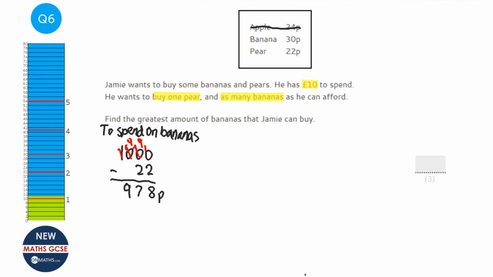And the reason why you write down parts of your working out is to show the examiner what you're doing, and then they can give you marks even if you don't get the full answer. Okay, next we need to work out what a banana costs.